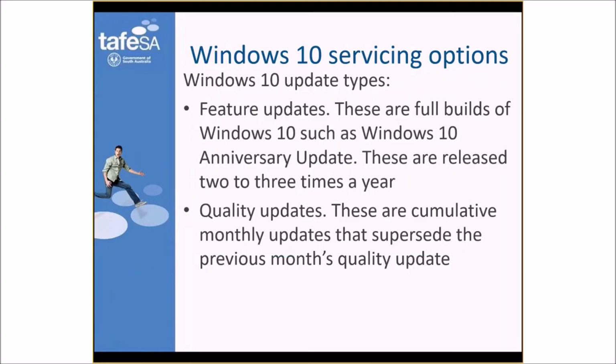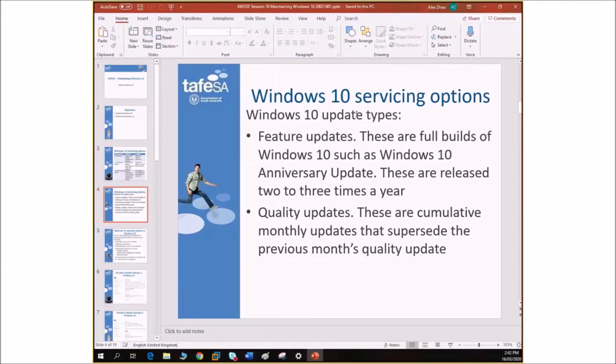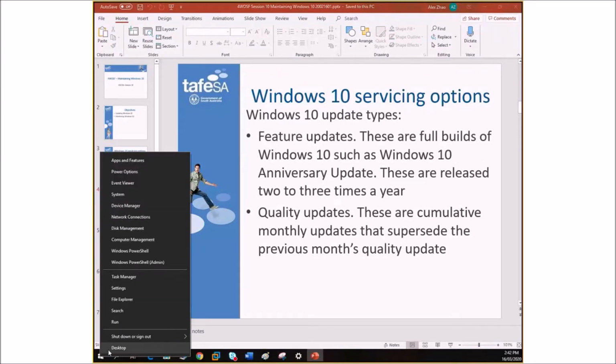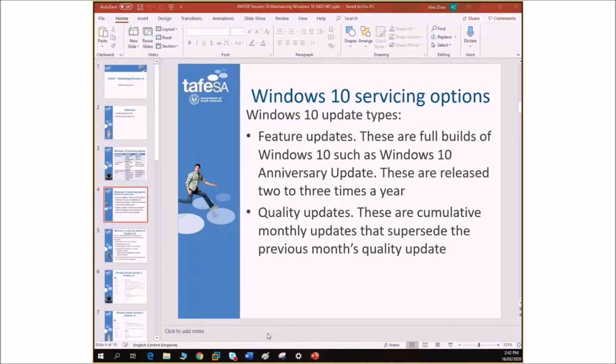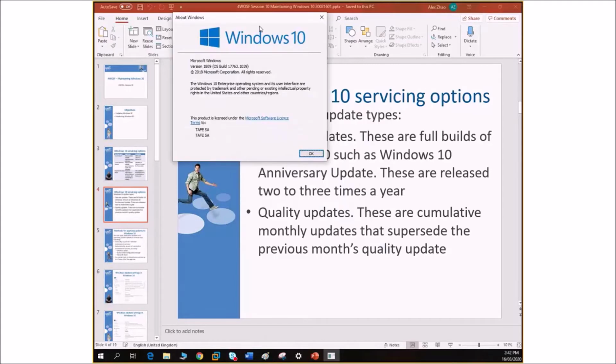Okay, so Windows servicing options, Windows 10 update types. There are feature updates. These are full builds of Windows 10, such as the Windows 10 Anniversary Update, that are released 2 or 3 times a year. So if you remember, we talked about that version. We actually had a look at the version. If I go to my computer, hit the Windows key and type winver, it will give us our Windows version.